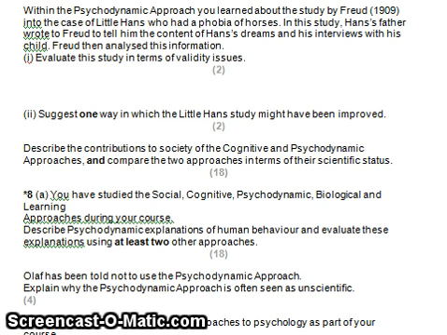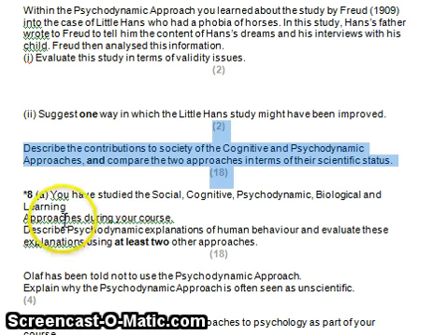As you can see, there are very short ones, generally about how to improve something. And then there's the first 18 marker: describe the contributions to society of cognitive and psychodynamic approaches. We've covered that, and compare the two approaches in terms of scientific status. Done that. Describe psychodynamic explanations of human behaviour and evaluate using at least two other approaches.